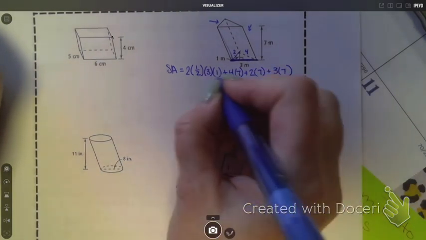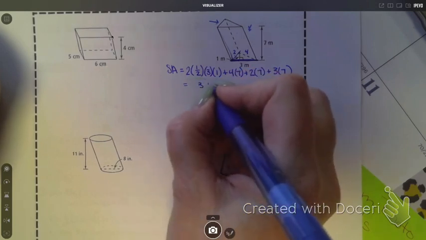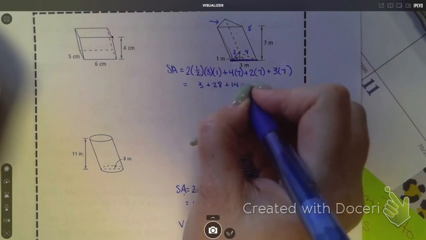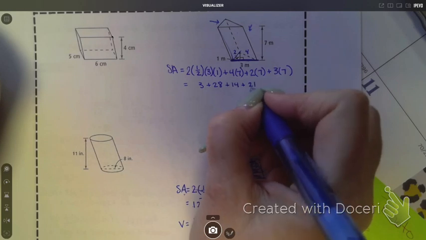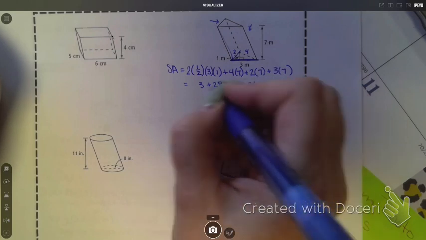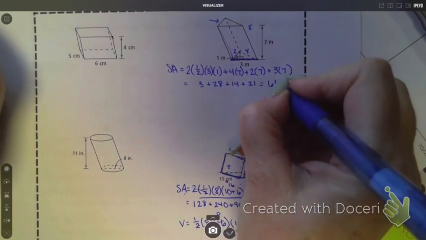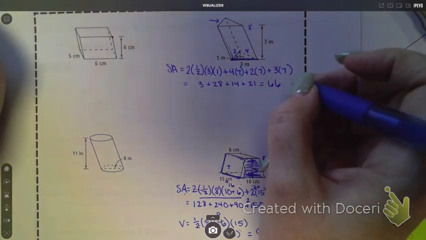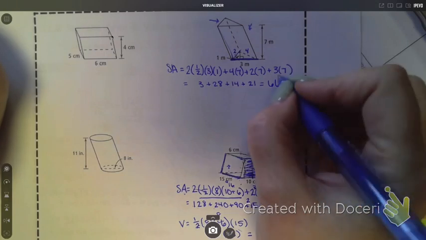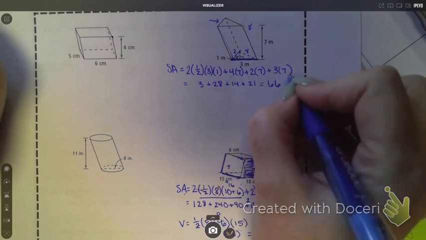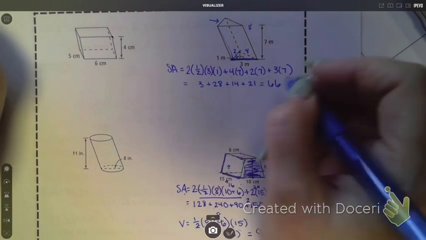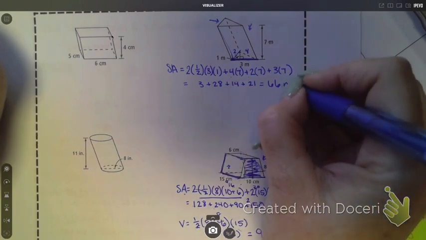Well, the first chunk is just 3, isn't it? Plus 28. Plus 14. Plus 21. So basically 9 times 7, which is 63, plus 3 is 66. Isn't it? So 9 times 7 is 63, plus 3, and meters squared.